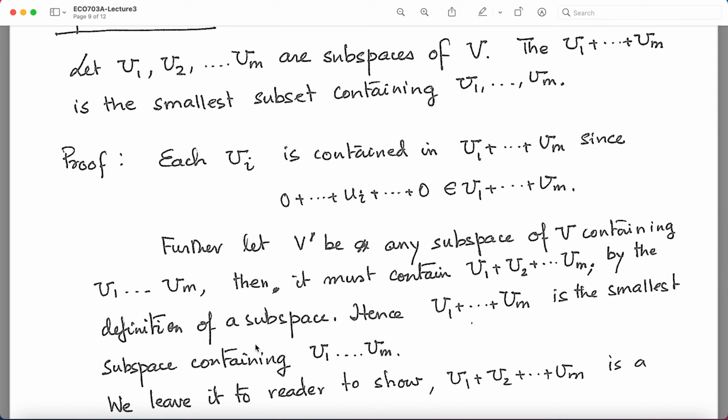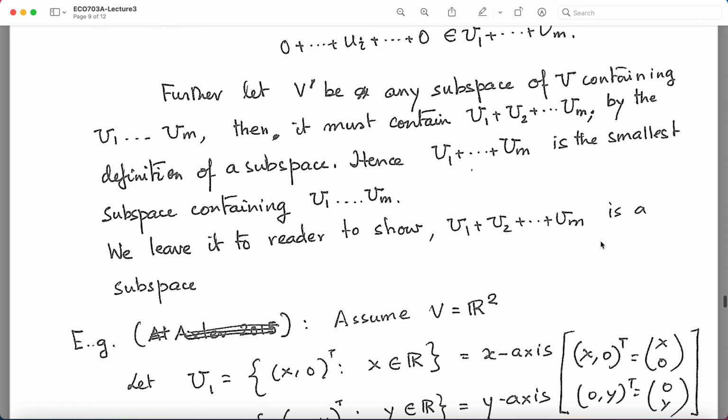So, if it contains u1, u2, um, it must contain u1 plus u2 plus um by the definition of a subspace. So u1 plus u2 plus um is the smallest subspace containing u1, u2, um. For any subspace that contains u1, u2, um, it must contain u1 plus u2 plus um. So, there cannot be any subspace smaller than u1 plus u2 plus um which contains u1, u2, um. Here we say we leave it to the reader to show it is a subspace.